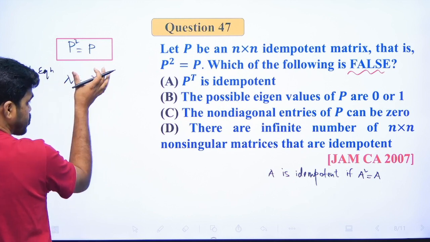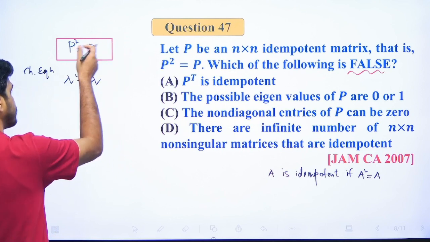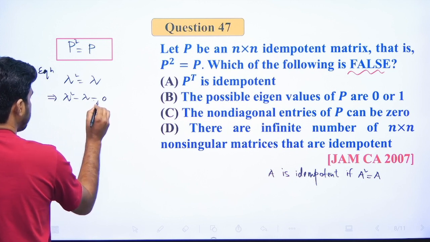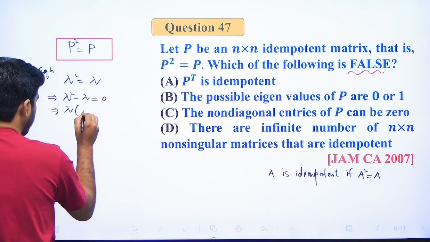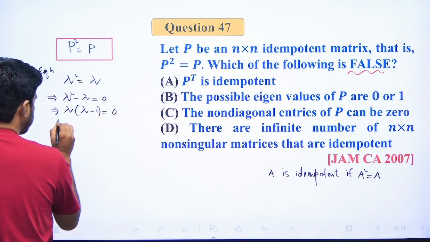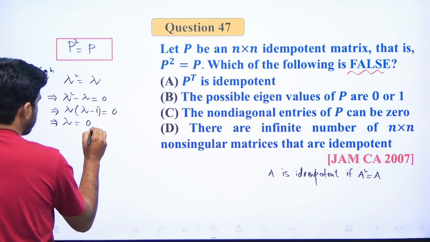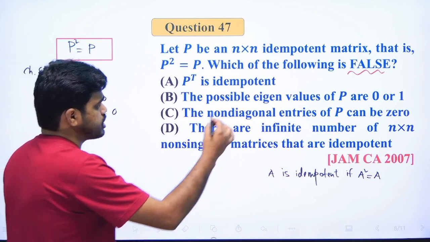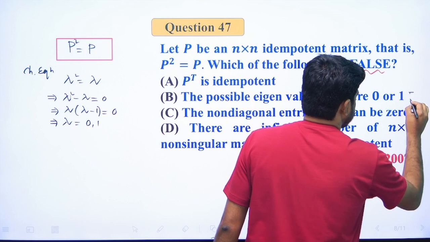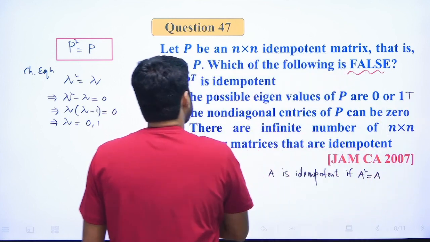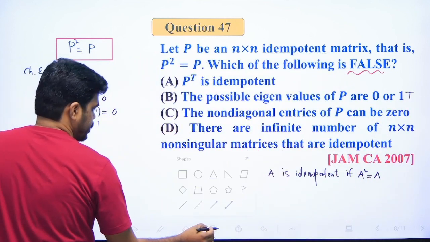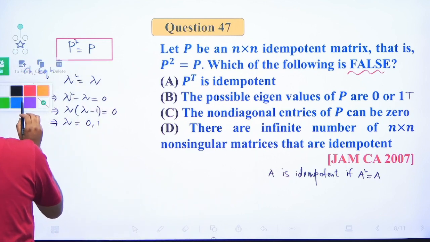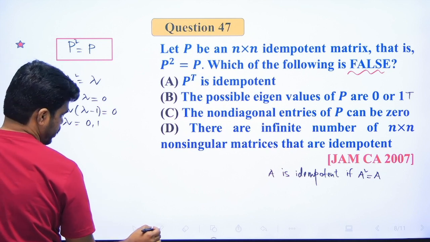Every square matrix satisfies its own characteristic equation. So P square is equal to P, and from this you get lambda square minus lambda is equal to 0. Taking lambda common, lambda times lambda minus 1 is equal to 0. That means lambda is equal to 0, 1. So the eigenvalues of an idempotent matrix are 0, 1. So this is true. Now, P transpose is idempotent. Is it true?